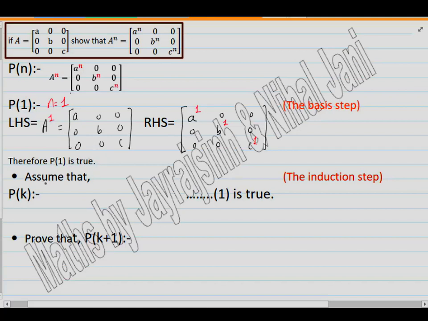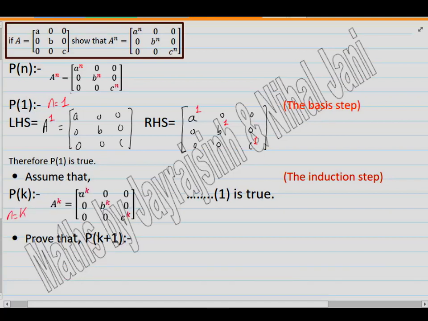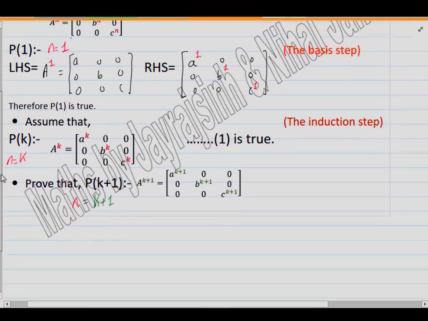The next step is the induction step, in which we have to assume P of k is true. P of k can be obtained by putting n is equal to k. So our P of k will be A raised to k is equal to a raised to k, 0, 0, 0, b raised to k, 0 and 0, 0, c raised to k. Let's call it equation number 1. Using this we have to prove P of k plus 1, which can be obtained by putting n is equal to k plus 1. So here we will get A raised to k plus 1 is equal to a raised to k plus 1, 0, 0, 0, b raised to k plus 1, 0, 0, 0, c raised to k plus 1. So let's begin from the left hand side.